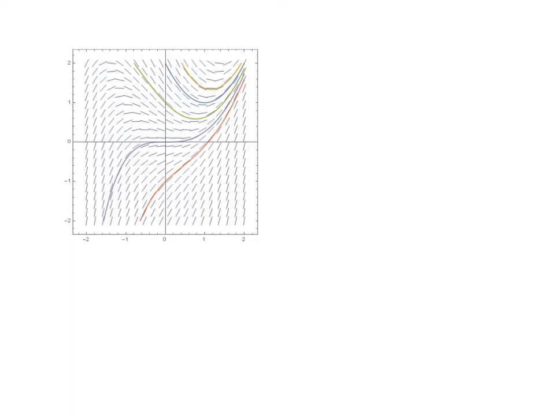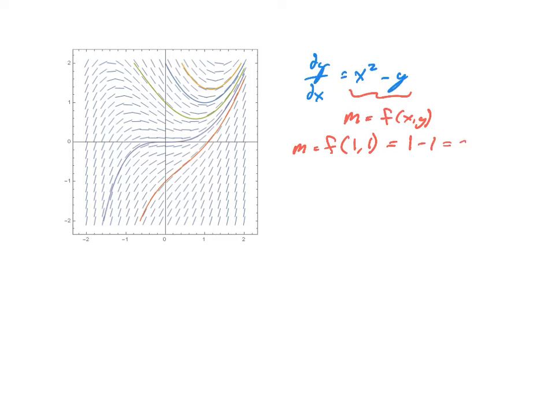All right, so this last slope field is pretty nice because this is the first one that we have that has more than one variable as part of its definition. So this is going to be x squared minus y. So for example, here we can see that if I let this be my slope function, so my slope is f of x comma y, then if I put in the point 1 comma 1, that's going to be 1 minus 1, which is 0.